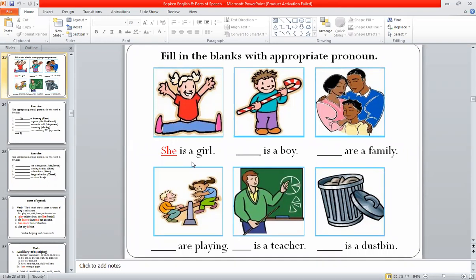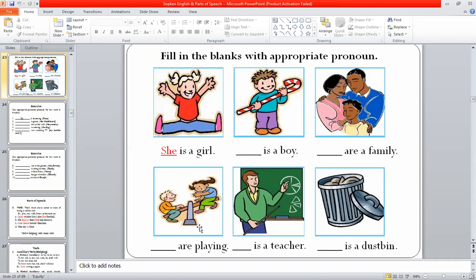Then there is a picture of a family. Which pronoun we'll use here? They are a family. Yes, correct. Then there are two children who are playing on a seesaw. So which pronoun will you use here? They are playing. Yes. There is a picture of a teacher who is teaching geometry.